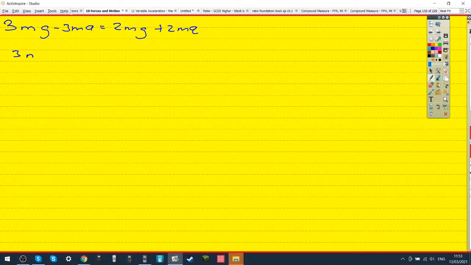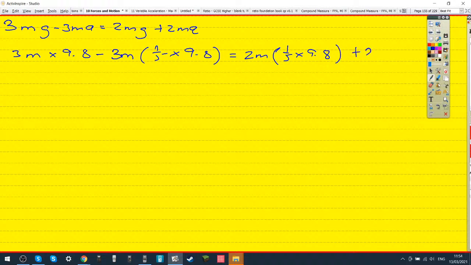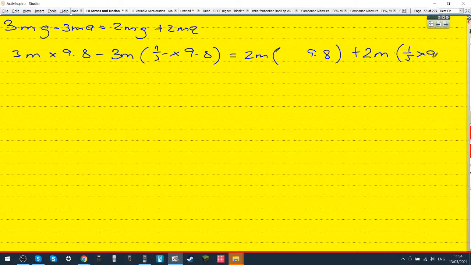So if you did a fifth g into this one, let's see. 3m times 9.8 minus 3m, a fifth of times 9.8 equals 2m, a fifth times 9.8 plus 2. Wait, that's just 9.8. Okay. So I'm just replacing all the g's with 9.8 and all the a's with a fifth. That now only has m, and so you could solve that to get m and then sub it into your first one, and that would give you T.